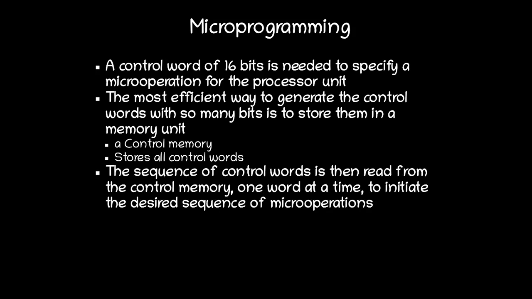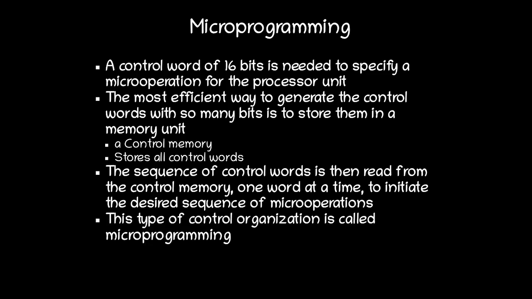The sequence of control words is then read from the control memory one word at a time to initiate the desired sequence of microoperations. This type of control organization is called microprogramming, and we will study this topic in detail in the 6th chapter. So we will explain that when we are discussing the topics.